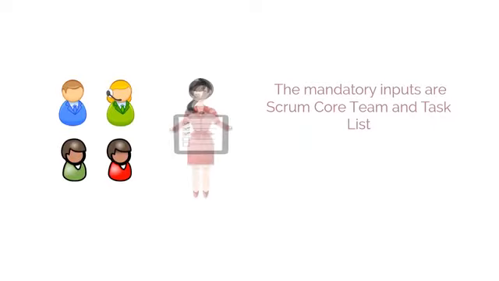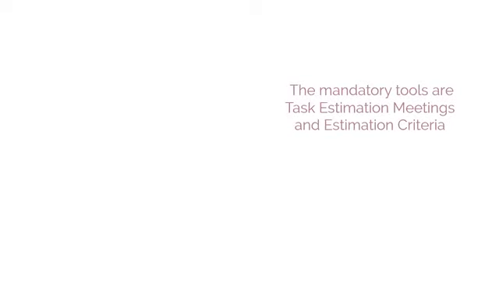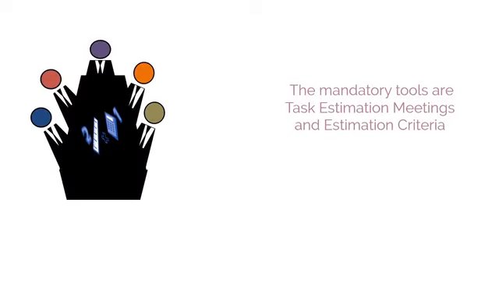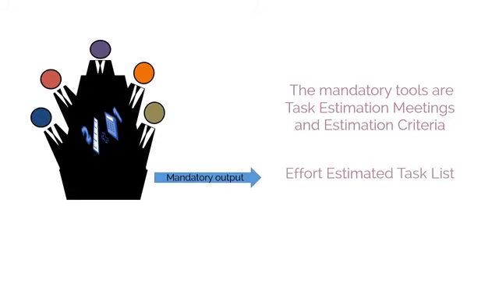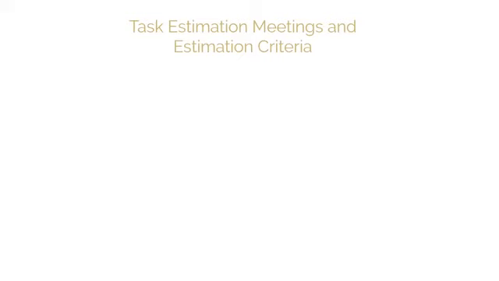The mandatory inputs are Scrum Core Team and Task List, whereas the mandatory tools are Task Estimation Meetings and Estimation Criteria, and the mandatory output is Effort Estimated Task List. For a good understanding of the mandatory inputs of this process, please refer to the discussion on the inputs of the Create User Stories process and to the discussion on the output of the Create Task process. The tools that must be mandatorily used in this process are Task Estimation Meetings and Estimation Criteria.